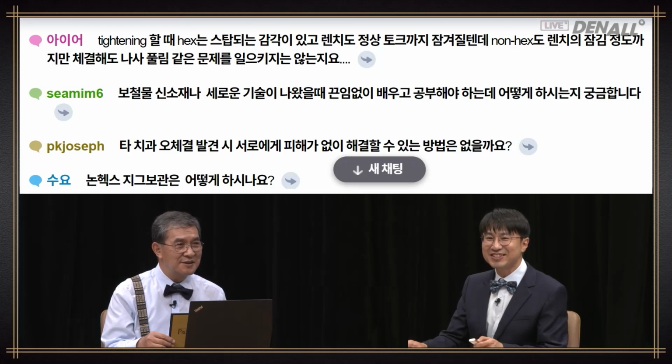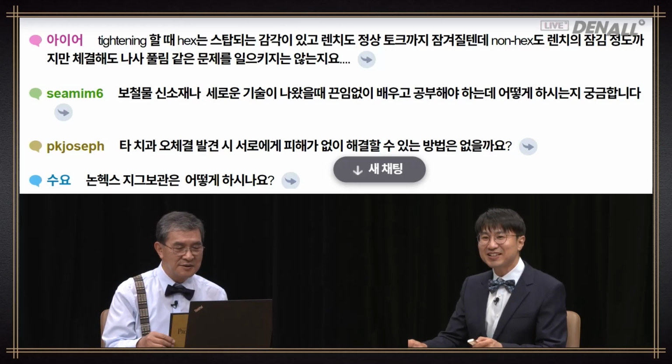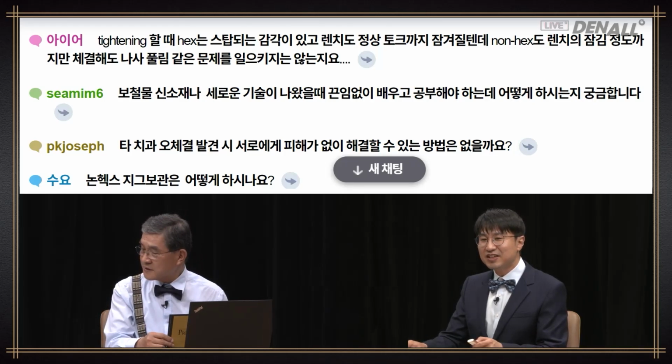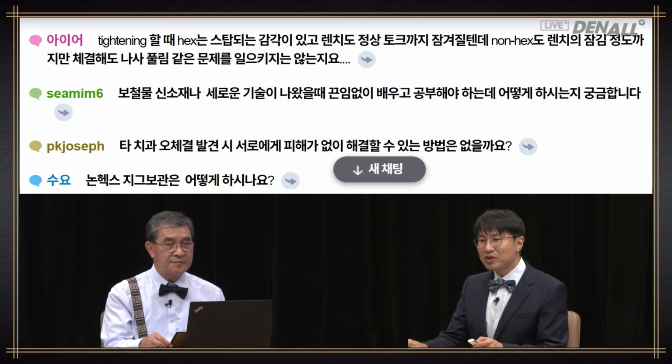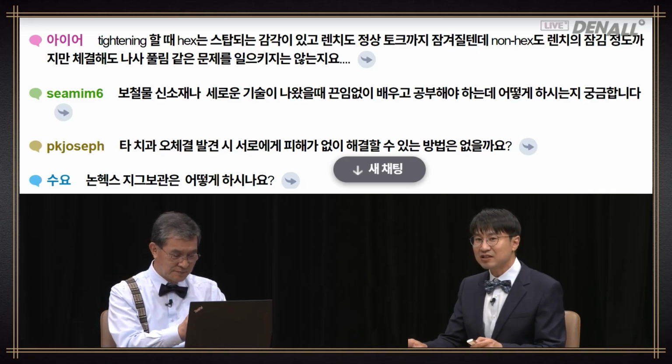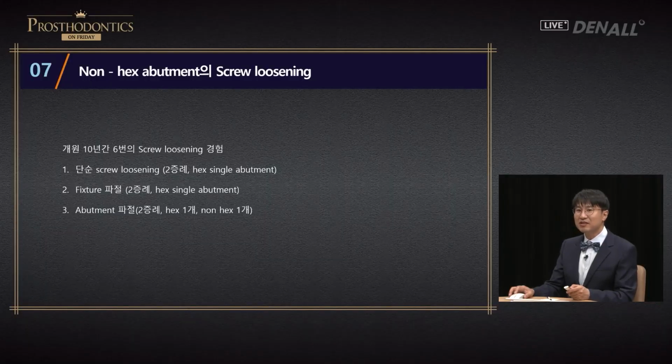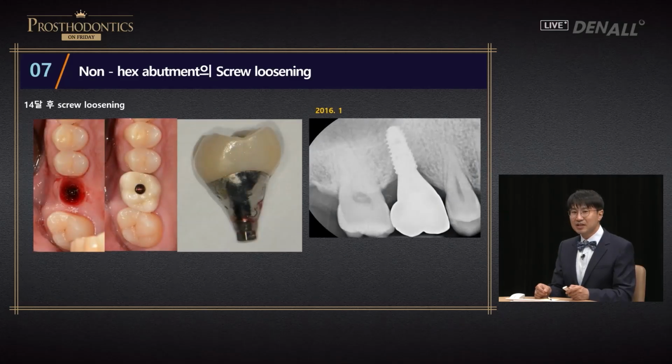So let me go in. Originally, I worked with another dentist for 2 years and I opened my practice for 10 years in the same location. I experienced 6 screw loosenings over the past decade. Screw loosening occurred twice. It was a hex single abutment case, 2 fixture, 2 implant fractures, and 2 abutment fractures. There are not that many cases.